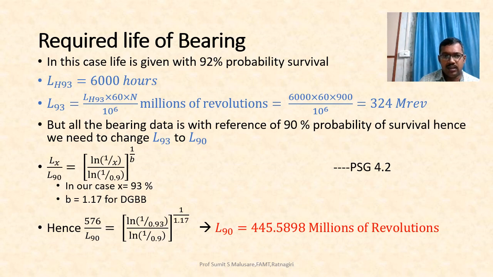Okay, but the data given for the bearing in PSG is with reference to 90% probability of survival. So we have to change it, as L90 is equal to 445.5898 millions of revolutions. Just I am mentioning here, value of b is equal to 1.17 for roller bearing. It's not a deep groove ball bearing, it's a roller bearing.